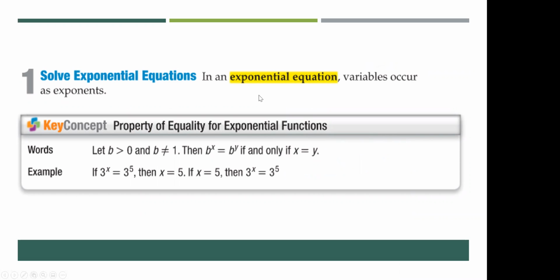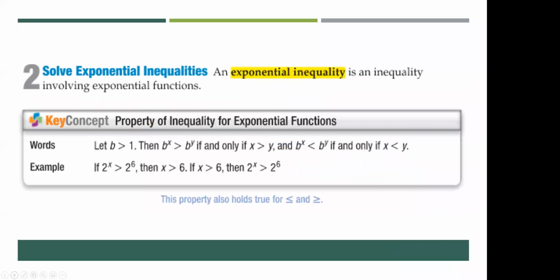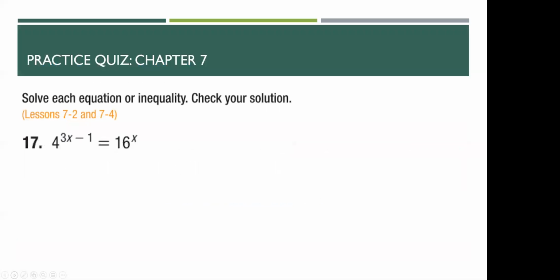Then it talks about exponential equations in the next section. That's when we end up with variables as exponents. If you can get their bases to be the same, then their exponents are equal to each other. Same thing with exponential inequalities. So let's look at one. It says 4 to the power of 3x minus 1 equals 16 to the power of x. They have to have the same base, then the exponents would be equal to each other.